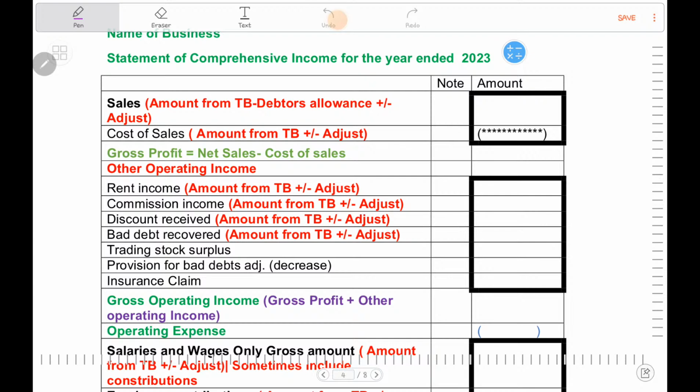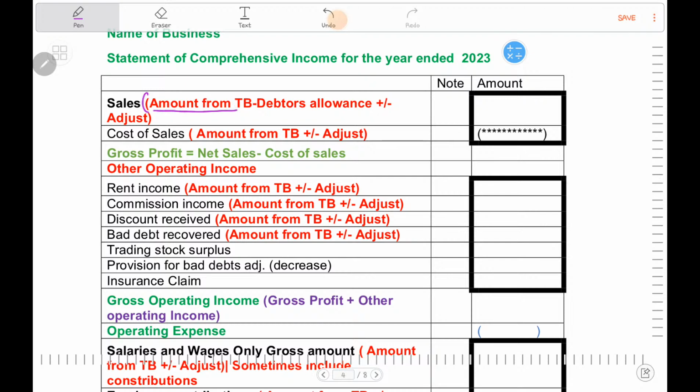So don't do that. Okay, now we are going to start with sales. First of all, remember the first step was to open the bracket. Then the second step was to plug the amount. To plug the amount means that you're going to refer to the trial balance that is given. Then you're going to look under the nominal account section. Then you're going to take the amount from sales. Then you're going to plug it here.